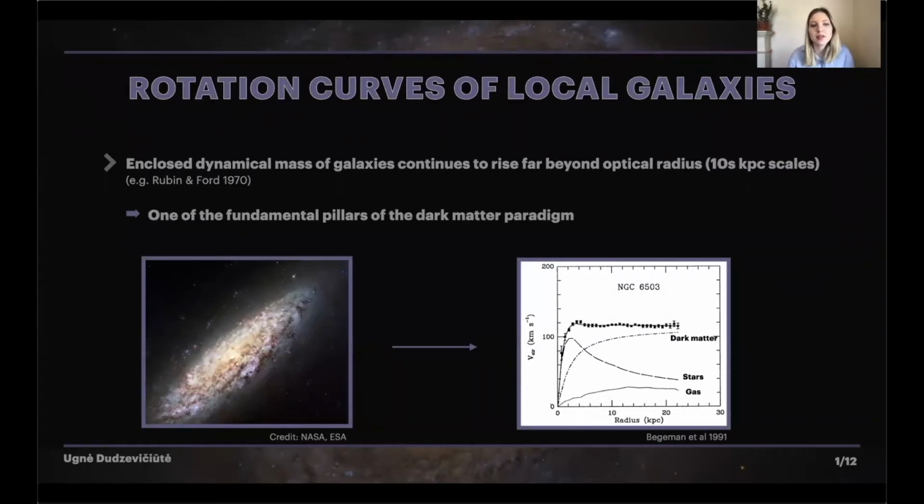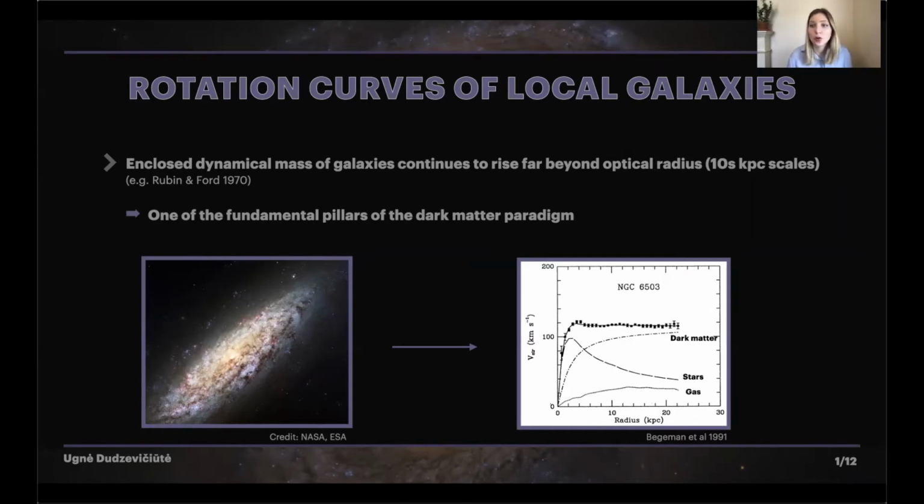Well, in the 1970s, most famously Rubin and Ford, and many studies since then, have shown that the enclosed dynamical mass of local galaxies continues to rise far beyond the optical radius. So for example, here on the bottom left is a nice local spiral galaxy with its rotation curve on the right. And we can see that the stellar component, even when we take the gas contribution into account, cannot explain this high and flat rotation curve that we see in this galaxy. So there must be a dominant dark matter component. Since then, galaxy rotation curves have become one of the fundamental pillars of the dark matter paradigm.